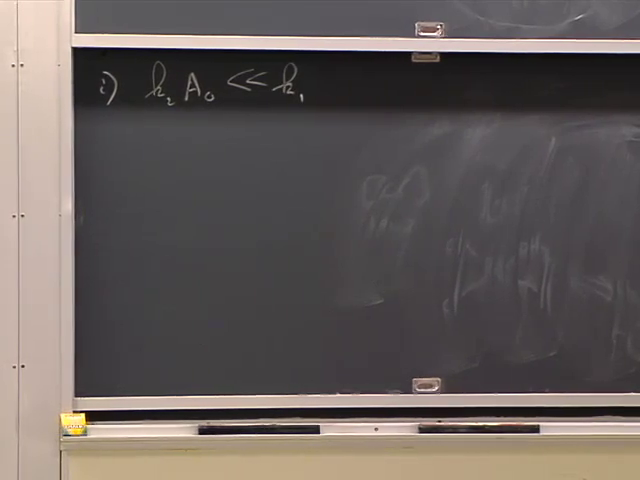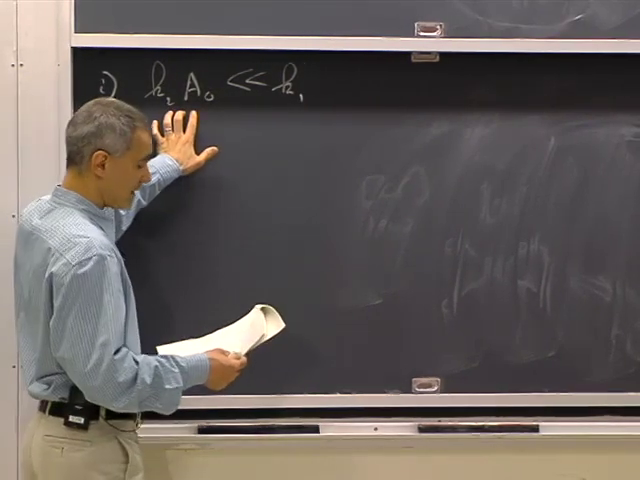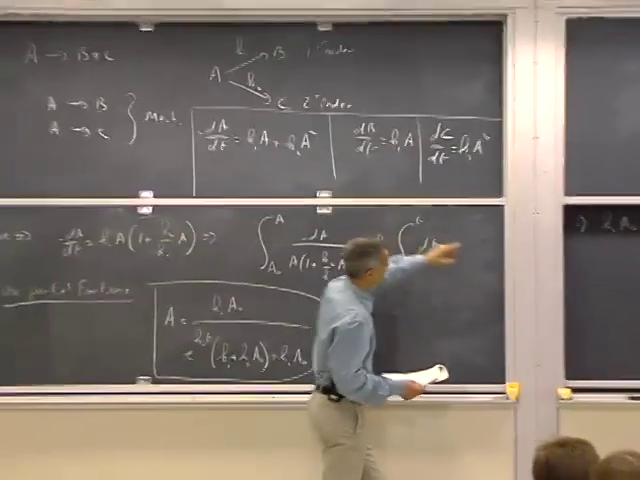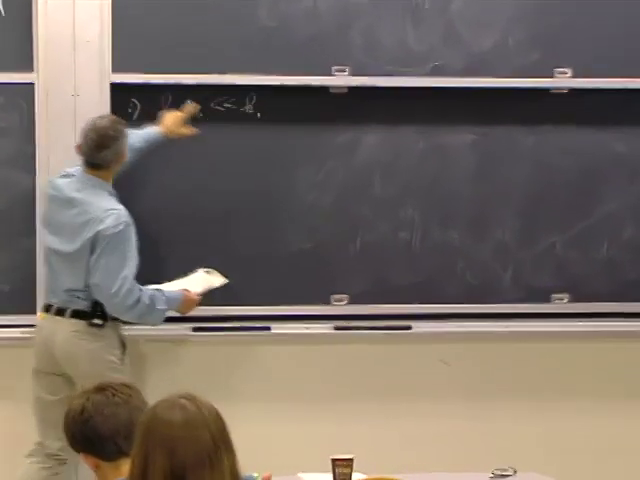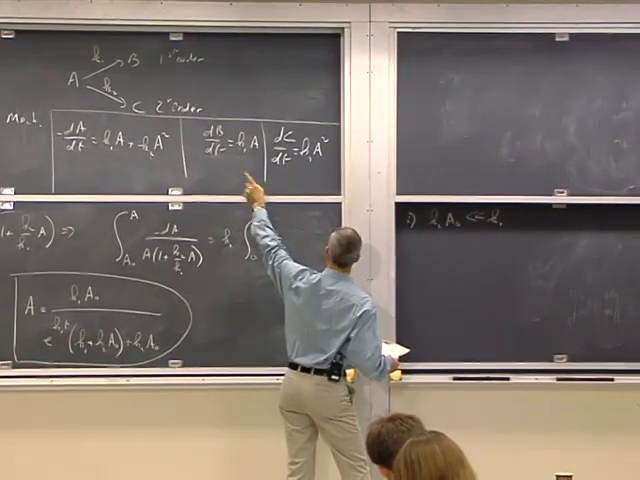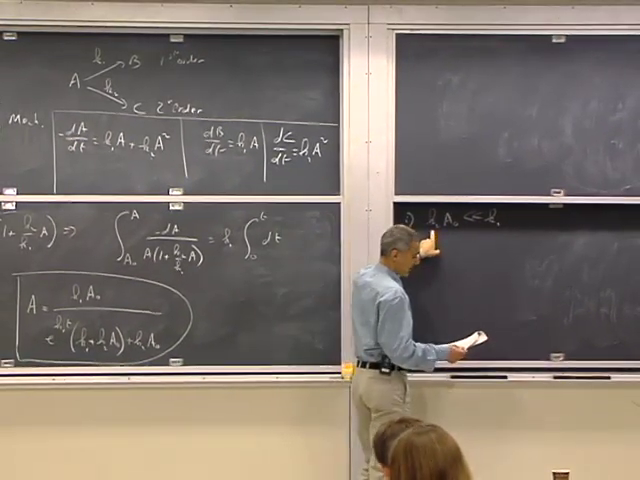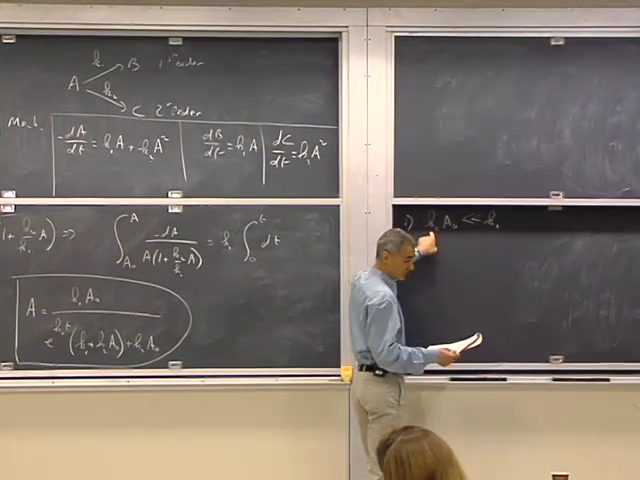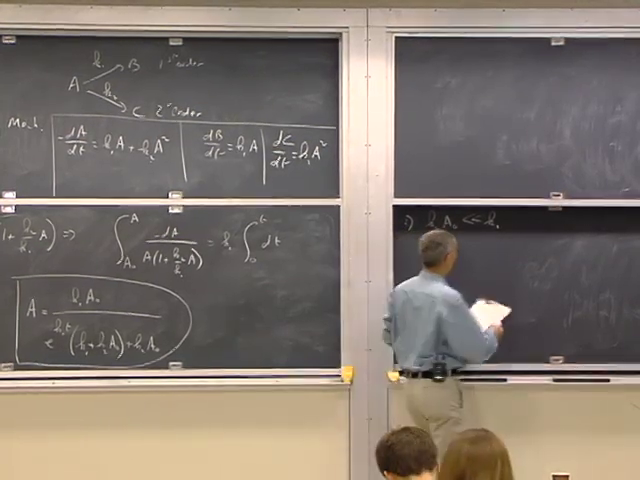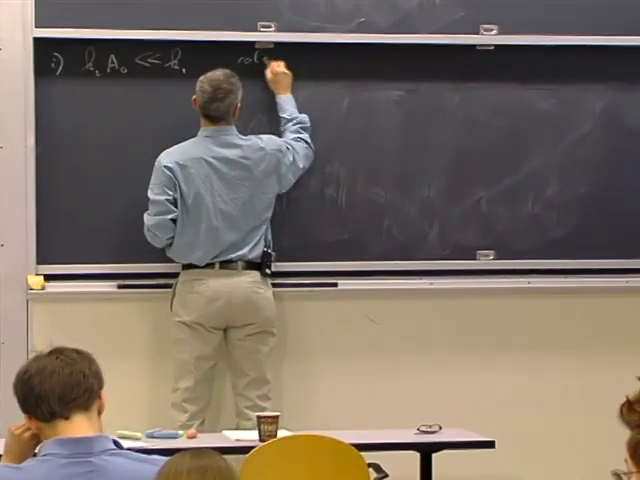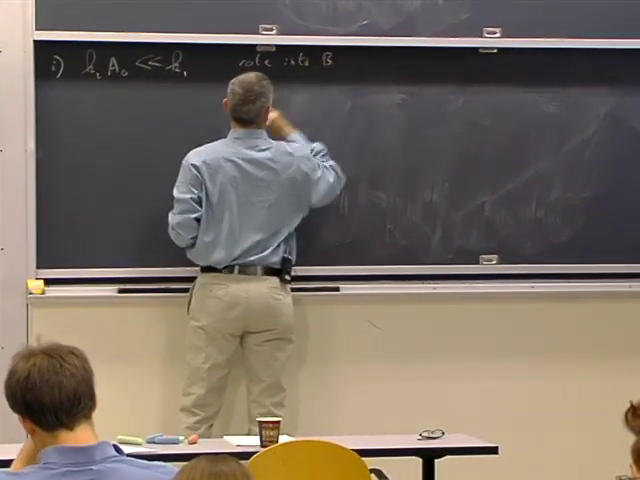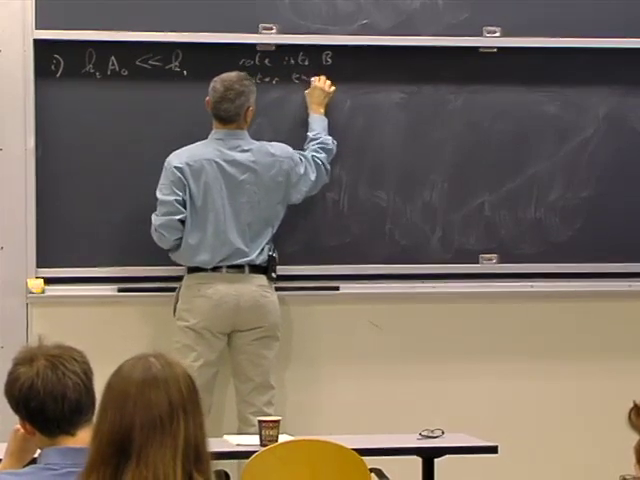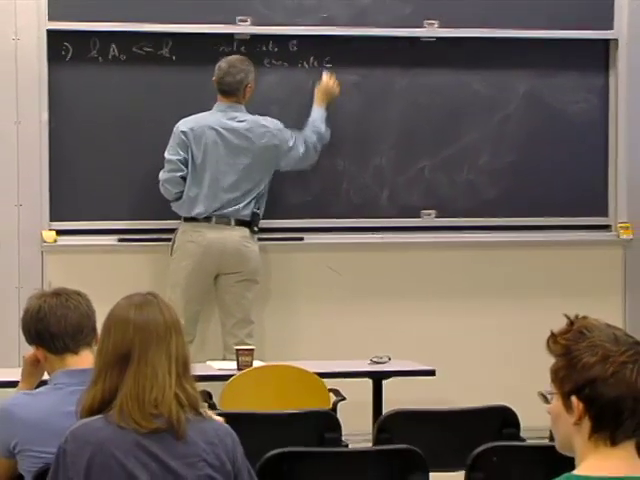What else is this approximation saying? This is saying that the rate into B, so this one is the faster one, k1, the rate into B is k1, is faster than k2 times A, which is basically the rate into C. Okay. So this is saying that the rate to form B is faster than into C.